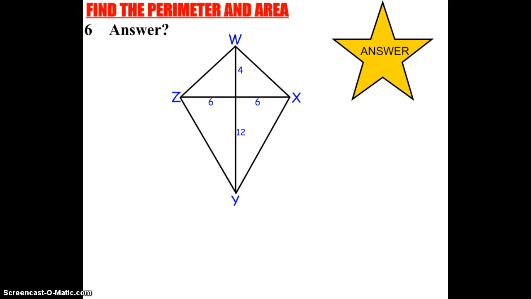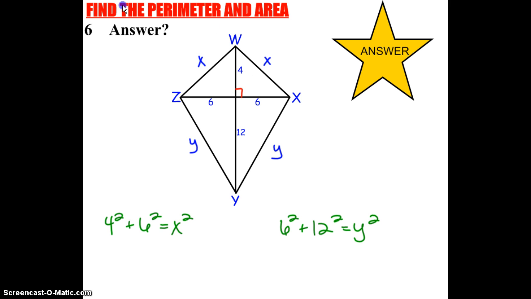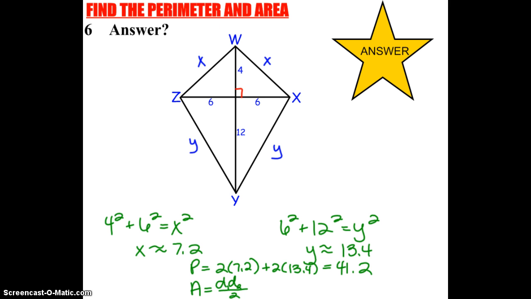Okay, the next one we need to solve for perimeter and area. So again, you have Pythagorean theorem. So we have 4 squared plus 6 squared is equal to x squared. And we have 6 squared plus 12 squared is equal to y squared. Solve for x and y and then come back to the video. So we get side lengths of 7.2 and 13.4. So our perimeter is 41.2.